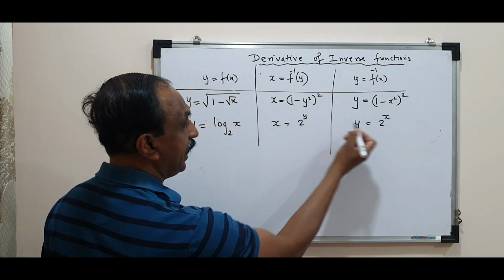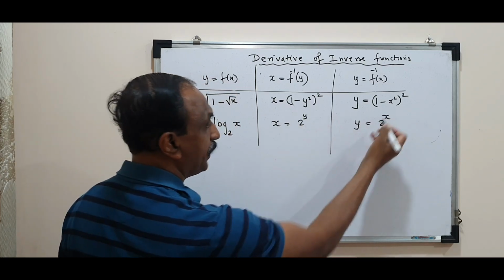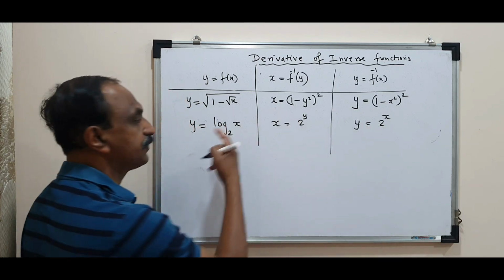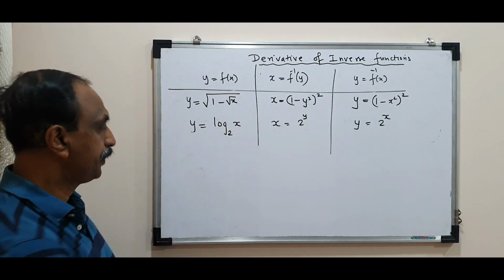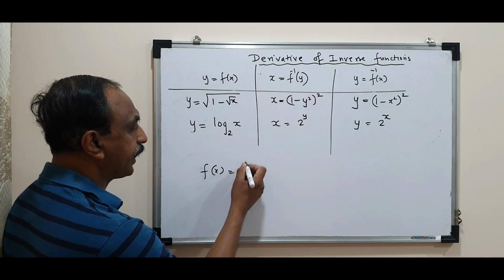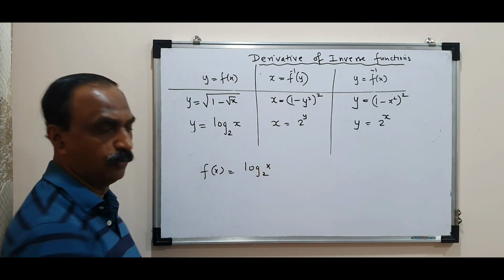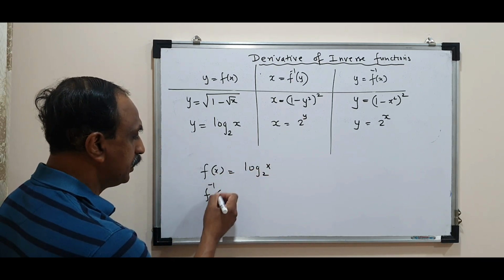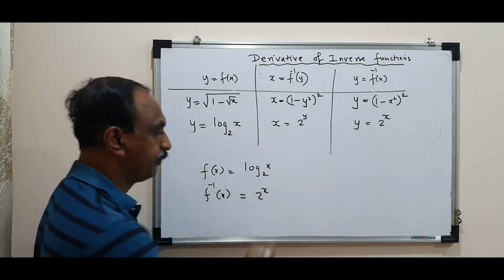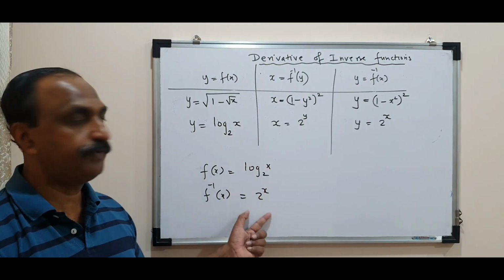So what did I do? In place of x, I put y, and in place of y, I put x. So this is the inverse function. So I can say if f of x is log x to the base 2, then its inverse function f inverse x is 2 raised to x. So they are inverse functions of each other.